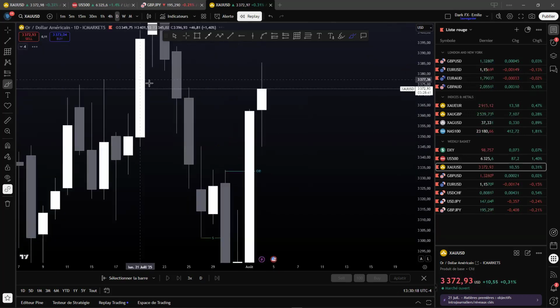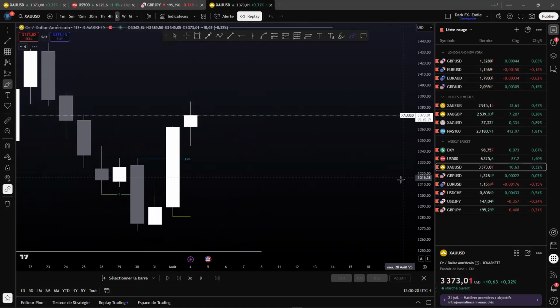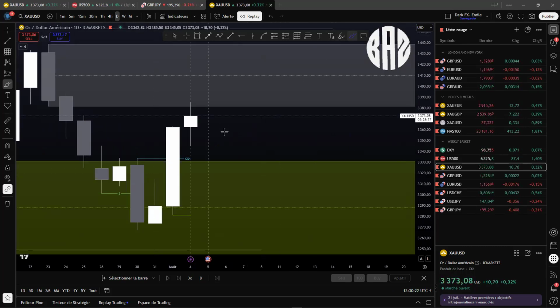We closed in a breakout again. You can see it here. We closed in a breakout, and we closed in a breakout here. So today we expect to see the price move up, even if the candle does not end up being a bullish candle, but the move will happen.